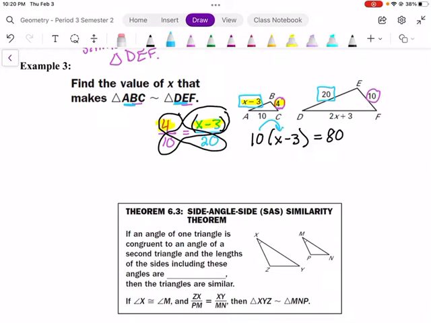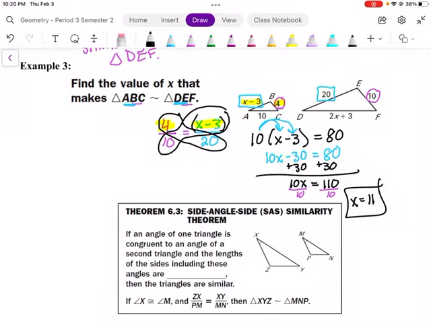So then here we'll take 10 times x to get 10x, and 10 times negative 3, which will be minus 30. We'll add 30 to both sides, which will leave us with 10x equals 110. And if we divide both sides by 10, we will end up with x equals 11. Now, we could have set up a different equation with the other sides that are proportional to each other as well. So this one, there were a few different ways you could solve it. This is just one example of how to do that.